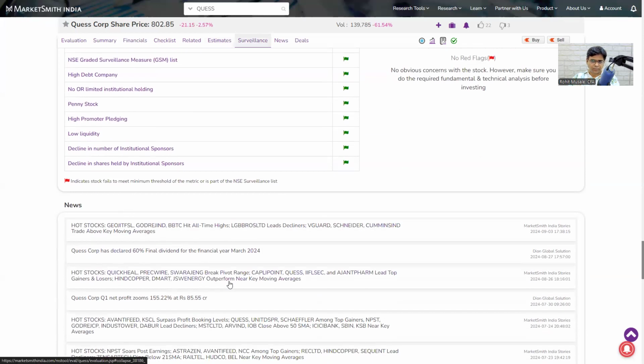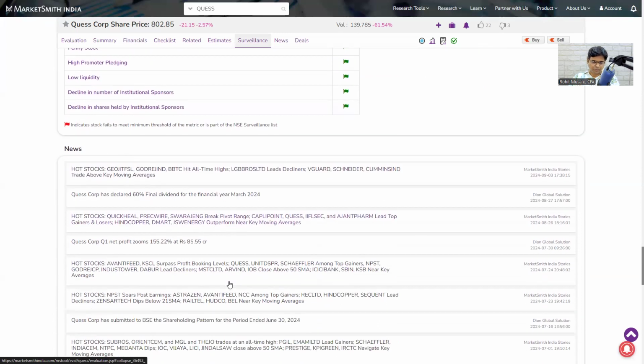Then in the news, what are the key news related to this stock? Where has it appeared in the news recently? This is very important. You don't want to miss this. These are things which you will look at after you have already bought the stock, because it helps you manage the position. If you see some problems here, you can be quick in moving your stop loss, or you could be quick in selling the shares.